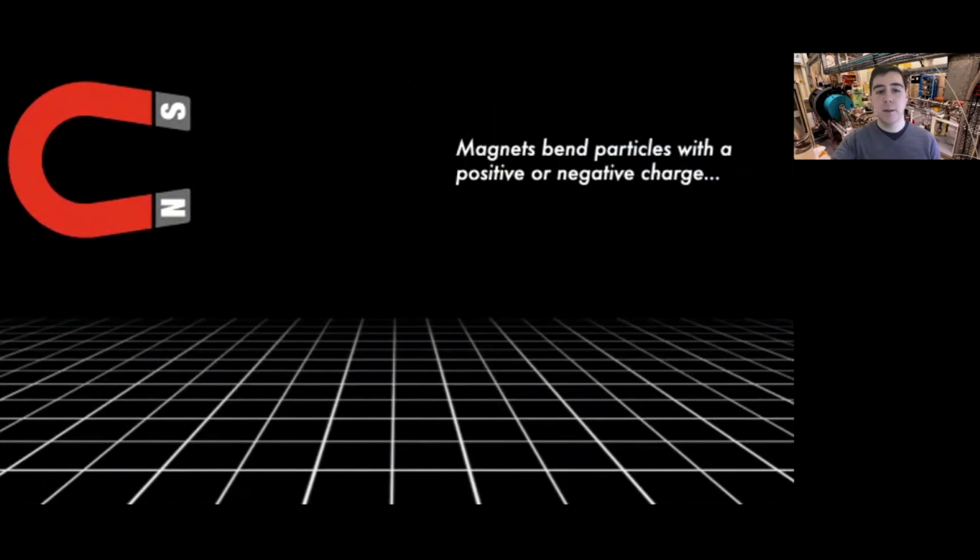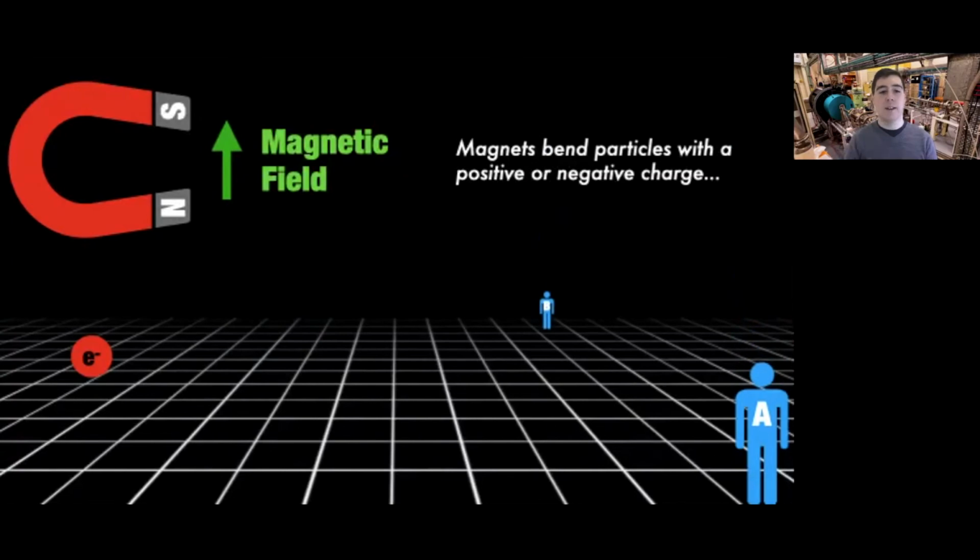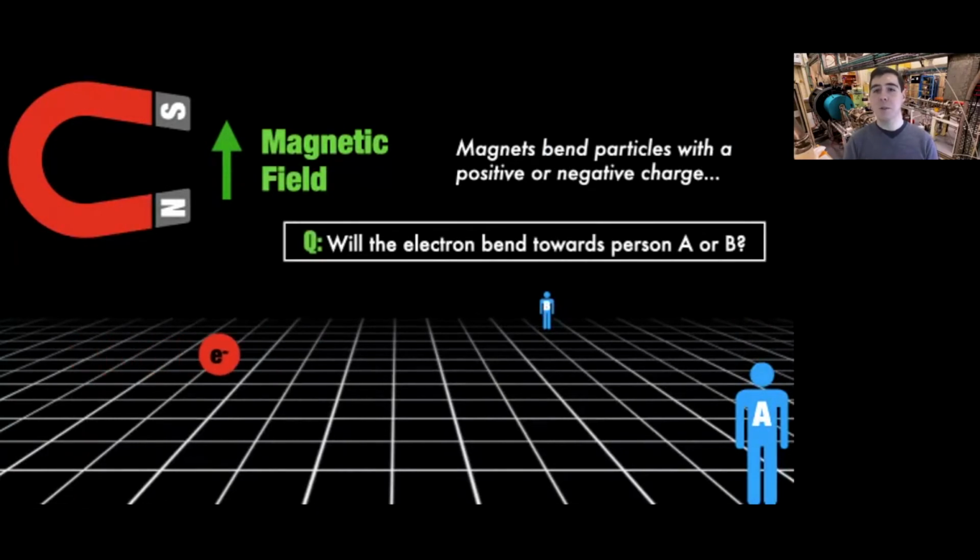Here, we have a magnetic field pointing upwards. Let's take an electron, and I want you to guess whether this magnetic field will bend the negative electron towards person B, who is standing in the distance, or person A, who is standing very close to us. So have a guess and send your ideas in the chat. Will the electron move towards person B in the distance or person A close to us? Go. Great mix of both options. The answer is it bends towards person B.